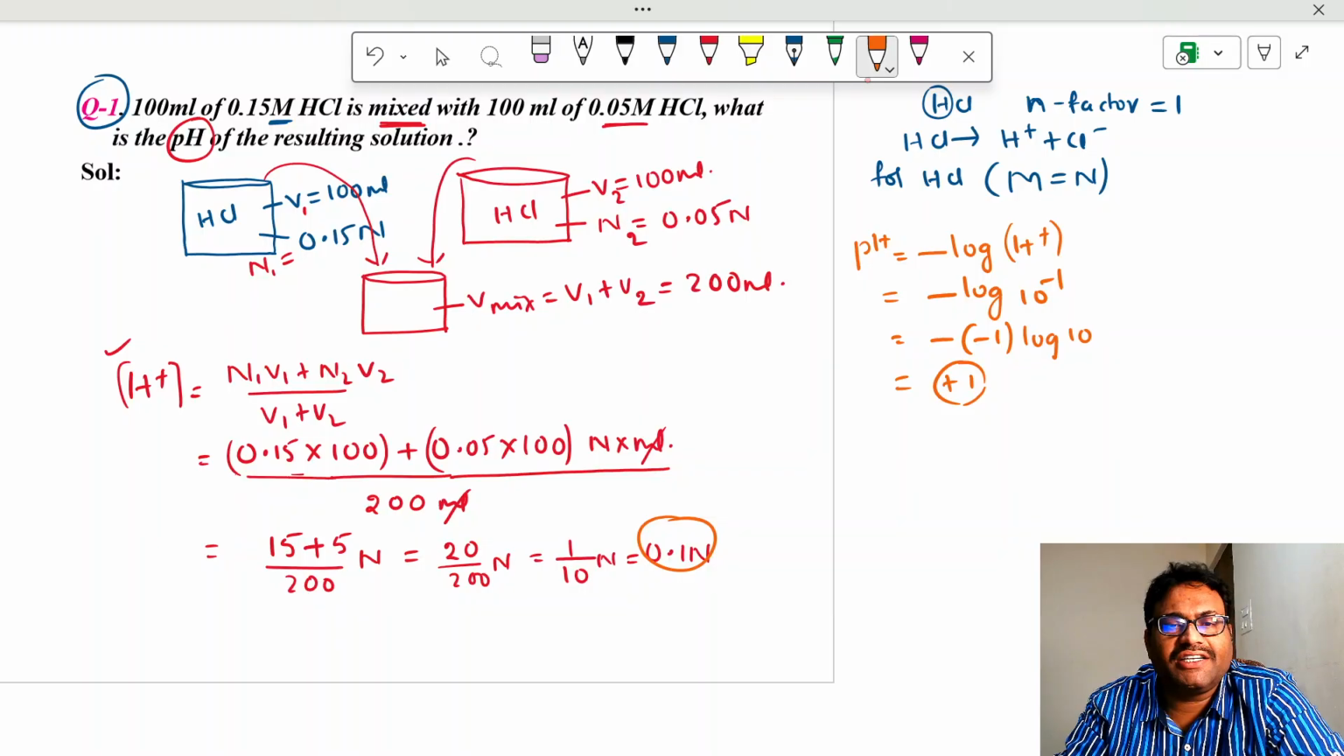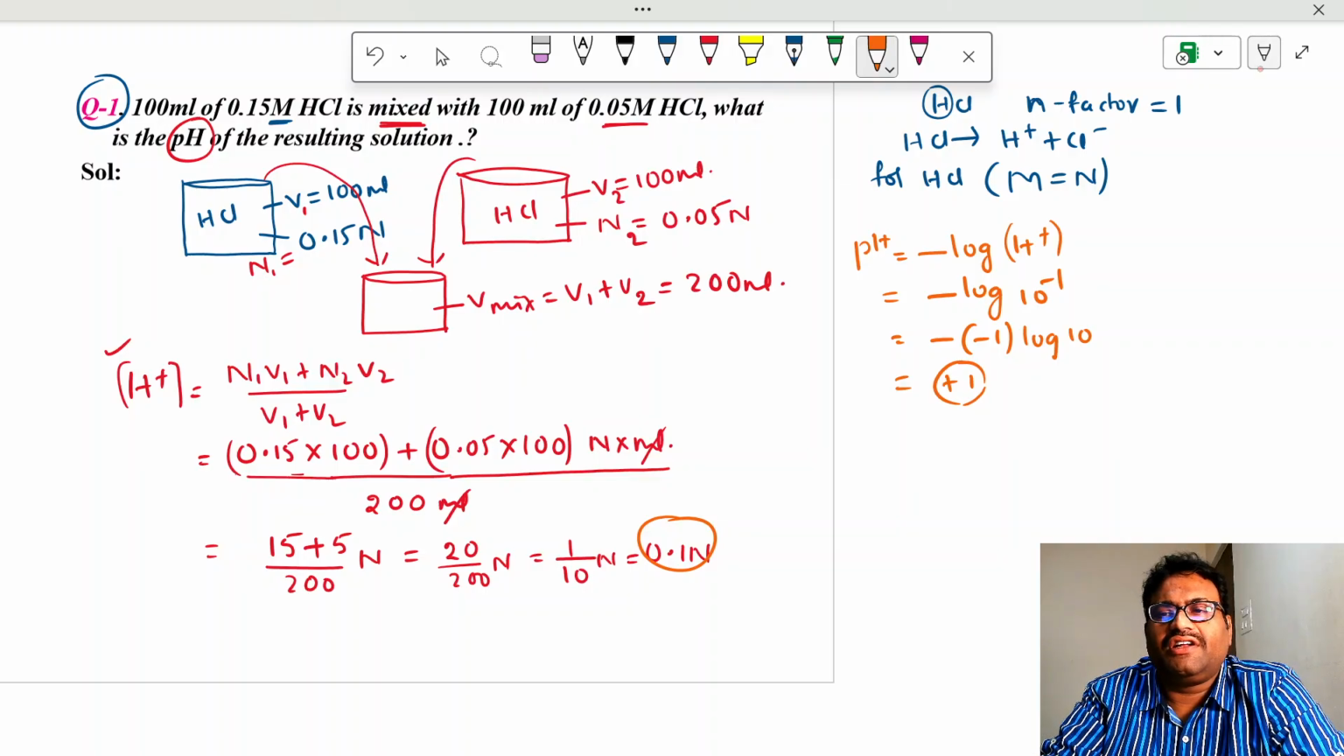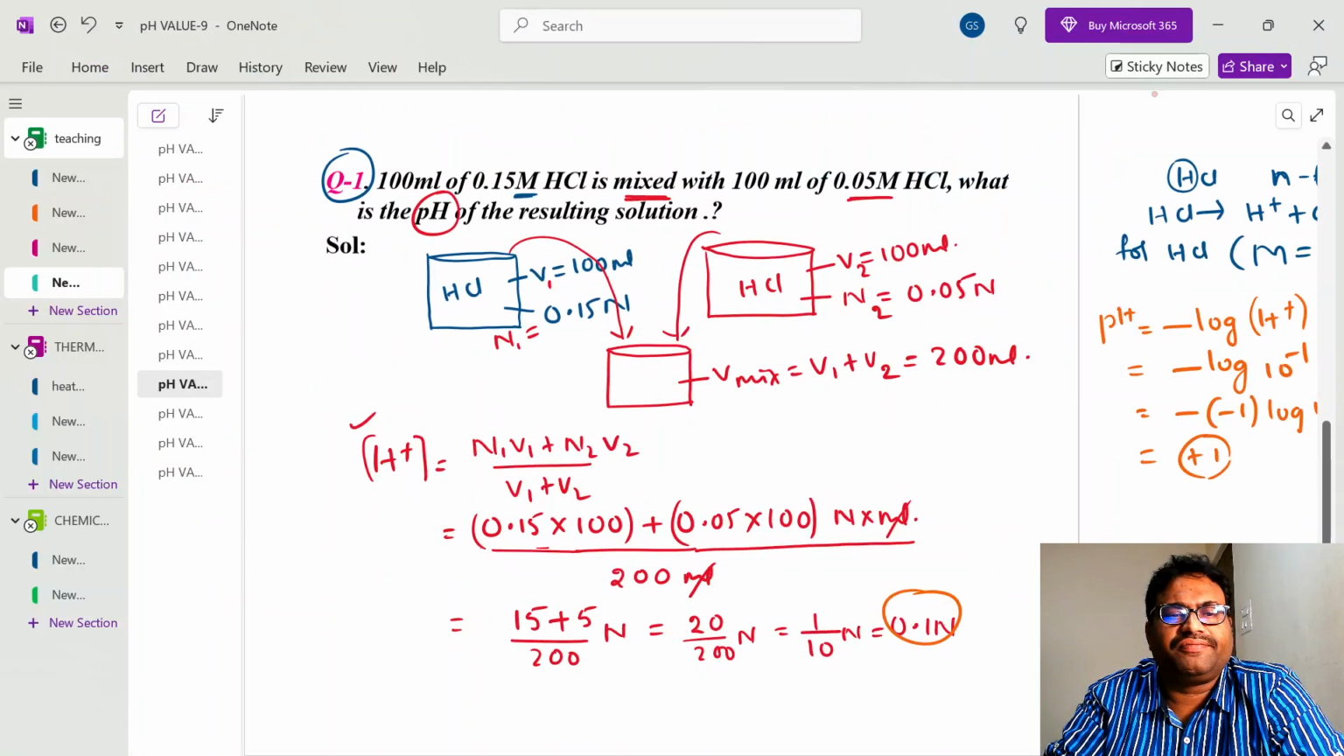Did we get the answer? Yes, we got the answer. Did you understand each and every step, each and every single point mentioned here? If you follow it carefully, you can understand it very well. Understood? Right? Let us go with the next one.